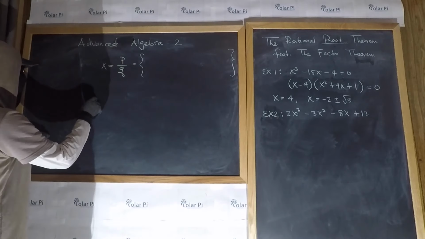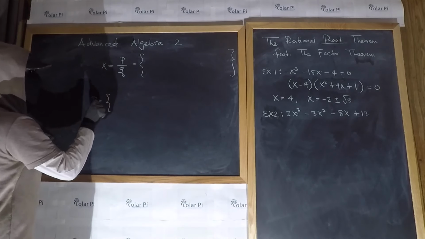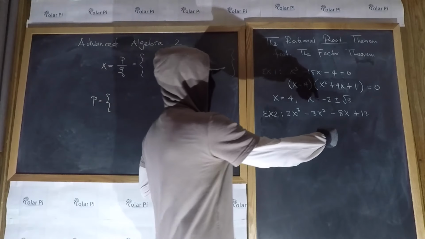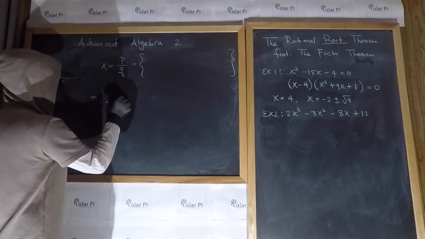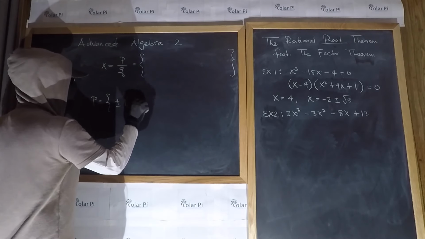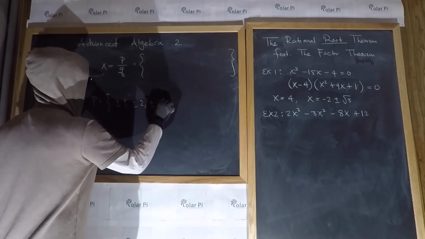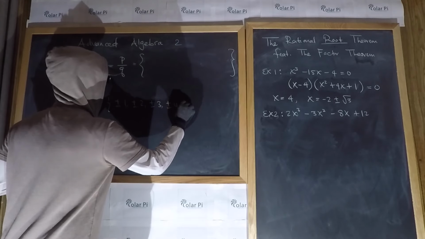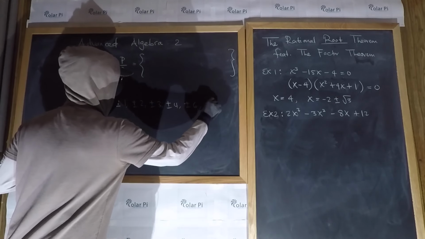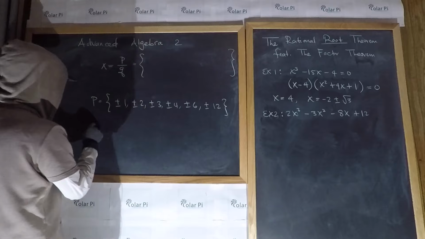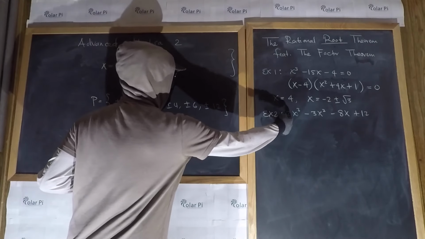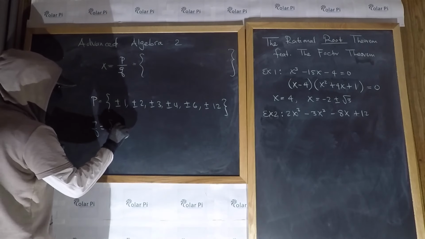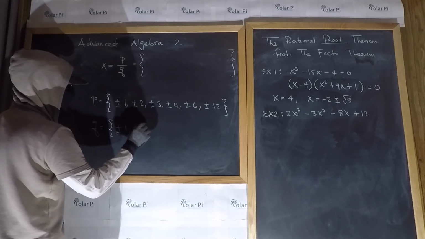So again, P is all the possible factors of, this time the constant term is 12, so lots of factors to list. Plus or minus 1, plus or minus 2, plus or minus 3, plus or minus 4, plus or minus 6, and plus or minus 12. Okay, and then Q is the possible factors of the leading coefficient, so plus or minus 1 and plus or minus 2.